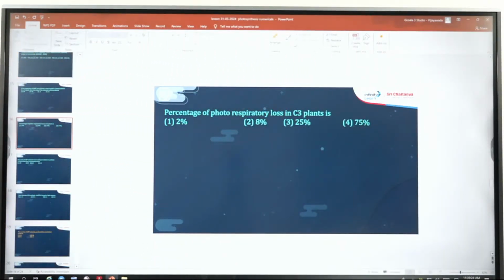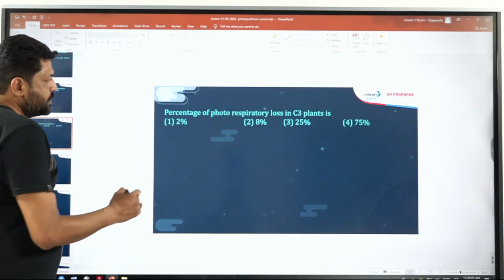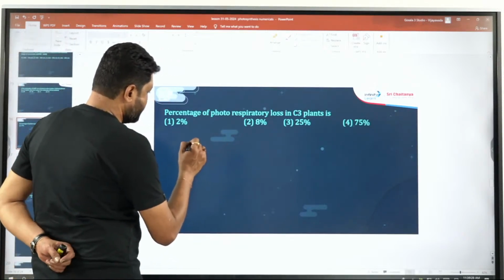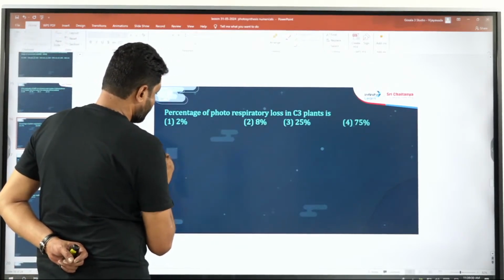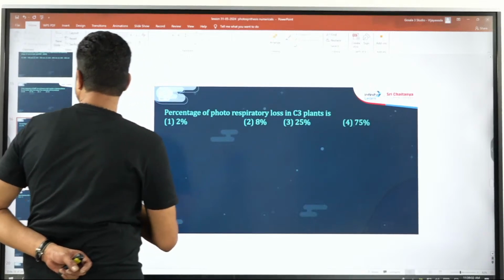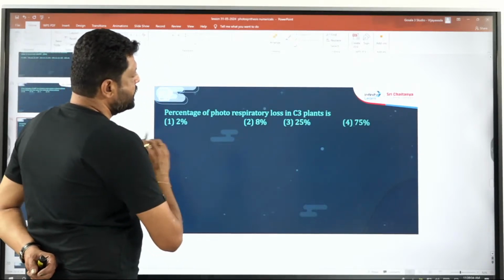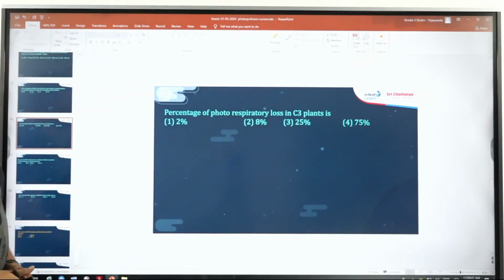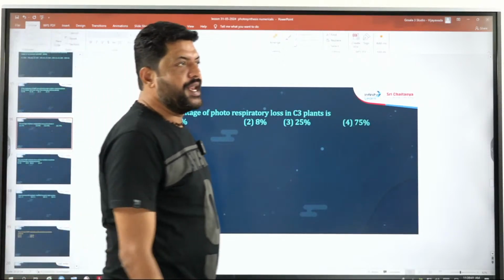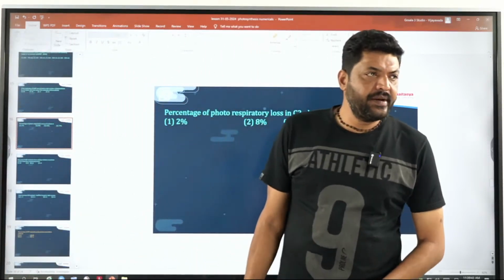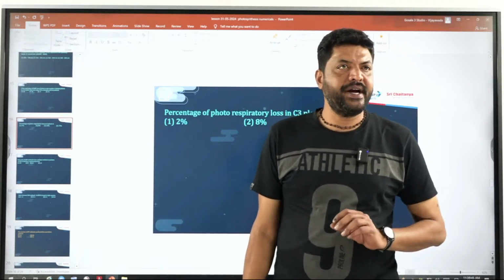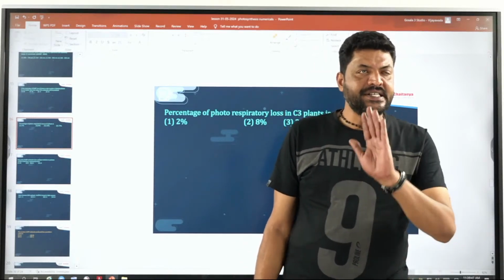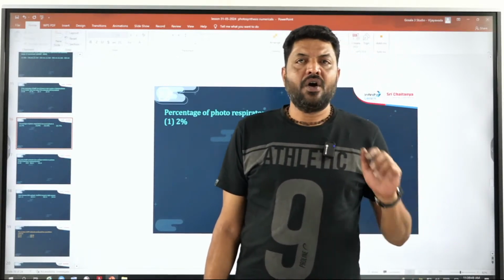Was it clear, students? Now, so let us have a look here. The answer is 25%. Was it clear? 25% loss will be there in a photorespiratory loss. The fixed carbon will be oxidized.